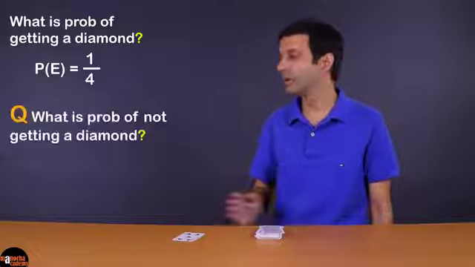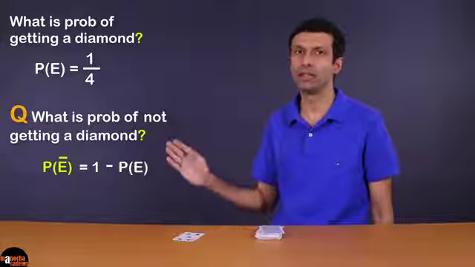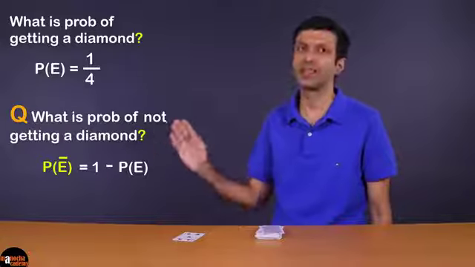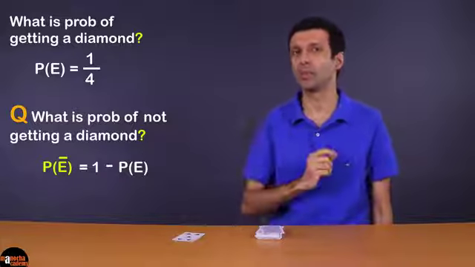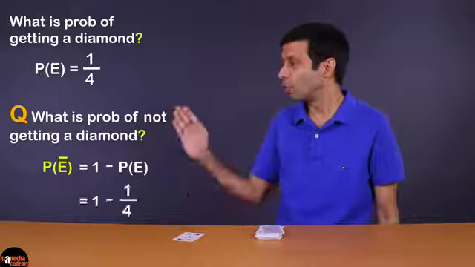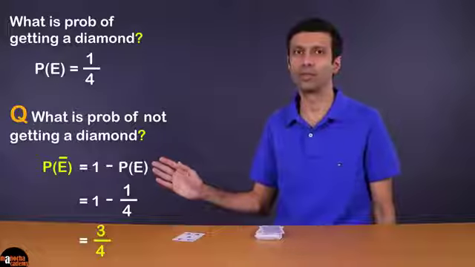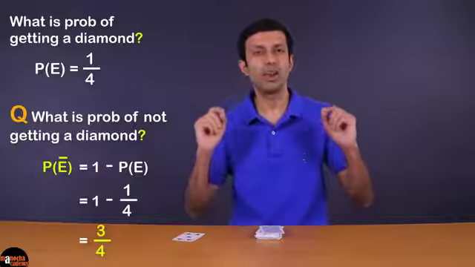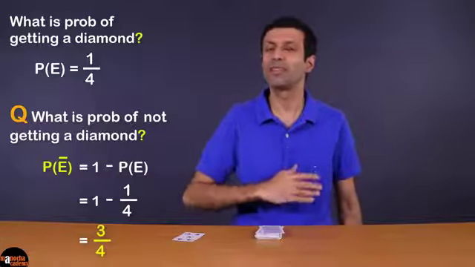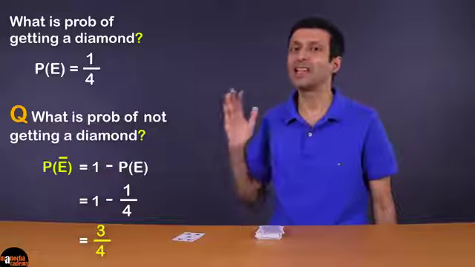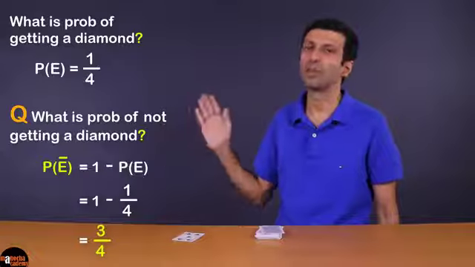Now let's use the formula probability E bar equal to 1 minus probability of E. So the probability of not getting a diamond card is equal to 1 minus the probability of getting a diamond card. So that's going to be 1 minus 1 by 4, which is equal to 3 by 4. So the trick is to find the probability of the simpler event. In our case, it was finding the probability of getting a diamond card. And then you can easily find the probability of not getting a diamond card using 1 minus probability of the event.